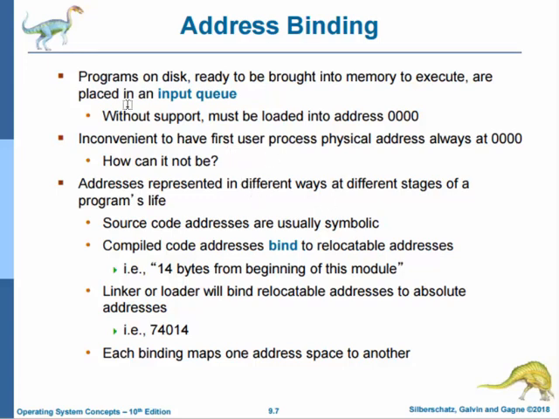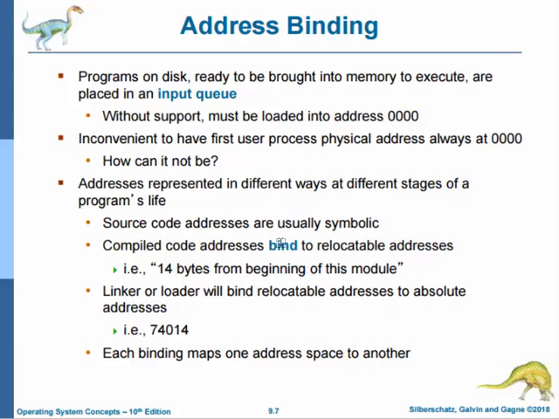Definitely, all the programs on the disk ready to be brought into memory to execute are placed in an input queue. For example, a process can be loaded at a memory address such as 0000. However, it doesn't mean that the first address of the user processes will always be 0000. You will see later how the operating system actually places a process in physical memory.